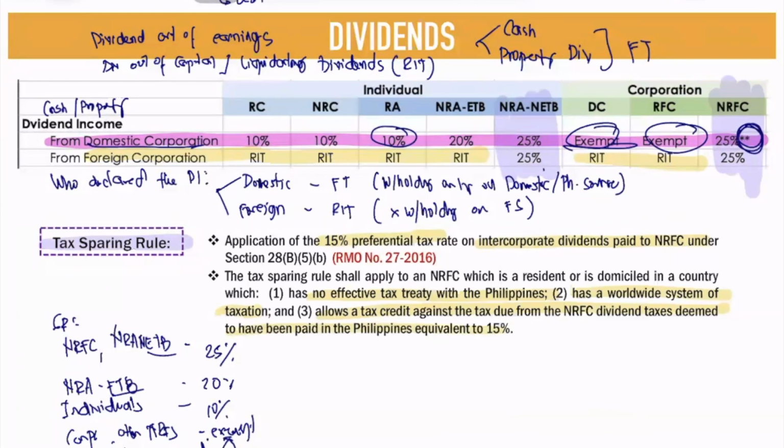Normally, guys, for a tax sparing rule to apply, if ever the foreign entity or the foreign country does not tax the dividends, then it is considered as also spared at a lower rate. So, hindi nag-tax yung foreign entity natin. So, ang ginagawa natin, bibigyan natin sila ng mas mababang rate. So, ang rate niyan ay 15%. We call that your tax sparing rule.